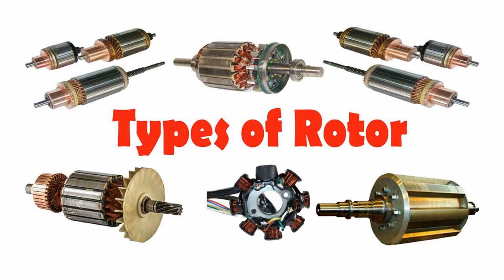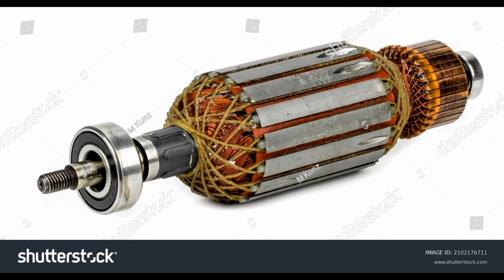Squirrel cage rotor. This type of rotor consists of a series of metal bars, often made of aluminum or copper, that are arranged in a cylindrical shape and connected by shorting rings at both ends. These metal bars are parallel to the axis of rotation. When current flows through the bars, it generates a magnetic field around the rotor. As the rotor spins due to the engine's mechanical power, the magnetic field also rotates, which induces an alternating current in the stator coils.